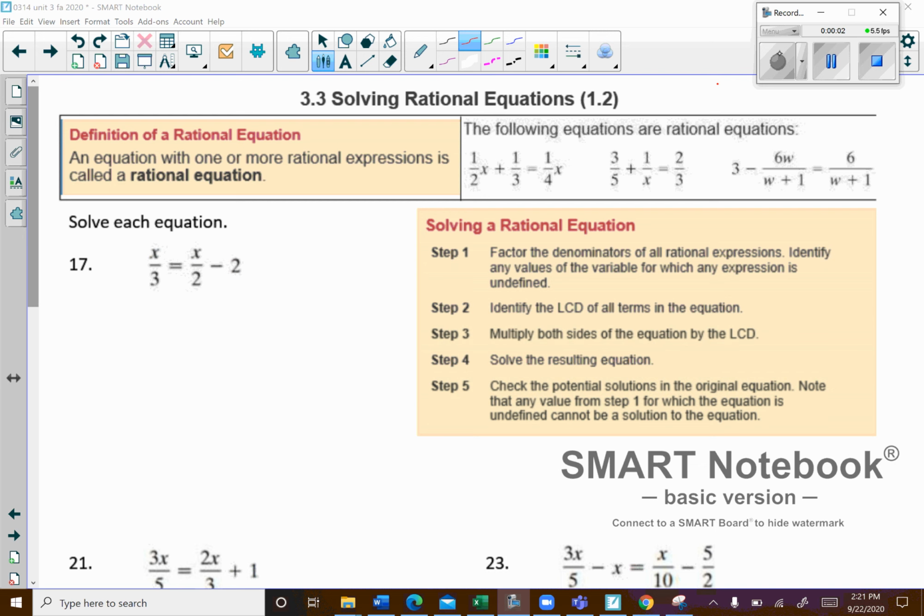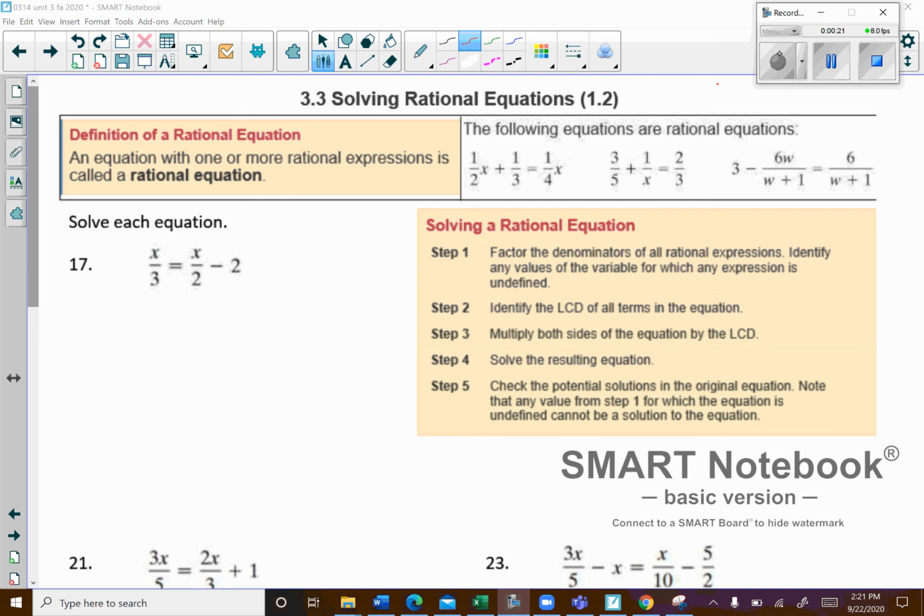All right, so now we're at 3.3, solving rational equations. Instead of just looking at expressions, we're going to throw an equal sign in there, and that will create equations. And so now we're actually going to be solving for answers. What would cause the equation to be balanced?